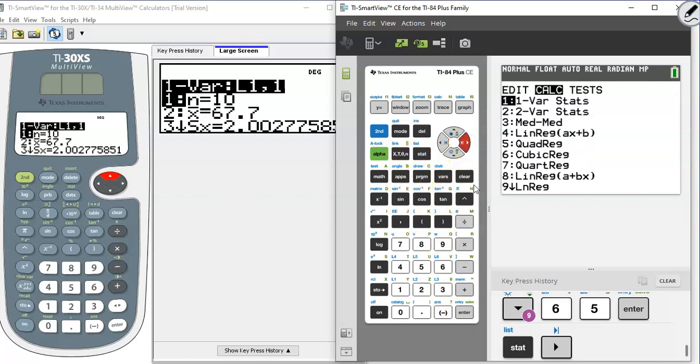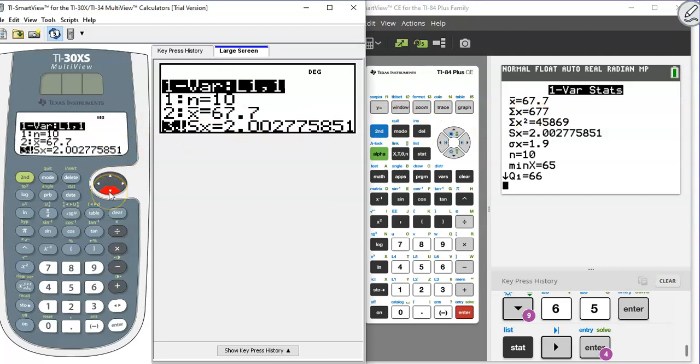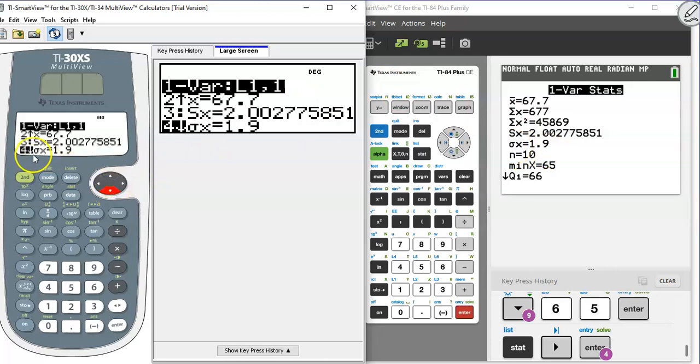Stat again, to the right calc. Enter, because we wanted our one variable stats. Okay, so let's see if we have the same values now. 67.7, yes. Okay, remember, that is our mean, the x with the line over it, right? And this sigma symbol here, see that? We don't want the s, we want the sigma symbol. So that's 1.9. That's going to be my standard deviation, okay, guys?